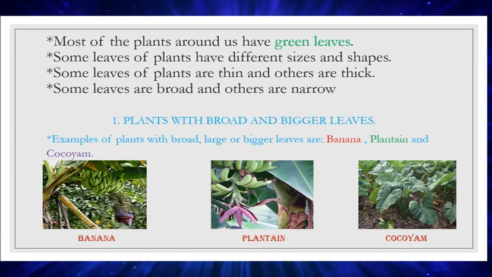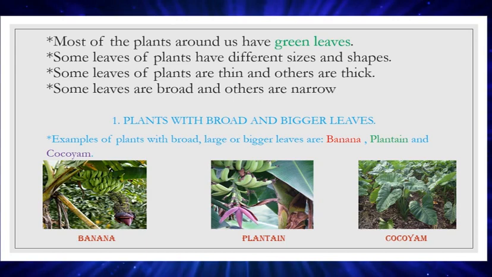Good. Some leaves of plants are thin and others are thick. Some are very thin, and others are very thick. And some leaves are broad, they spread out, and others come together, they are narrow. Now, plants with broad and bigger leaves.